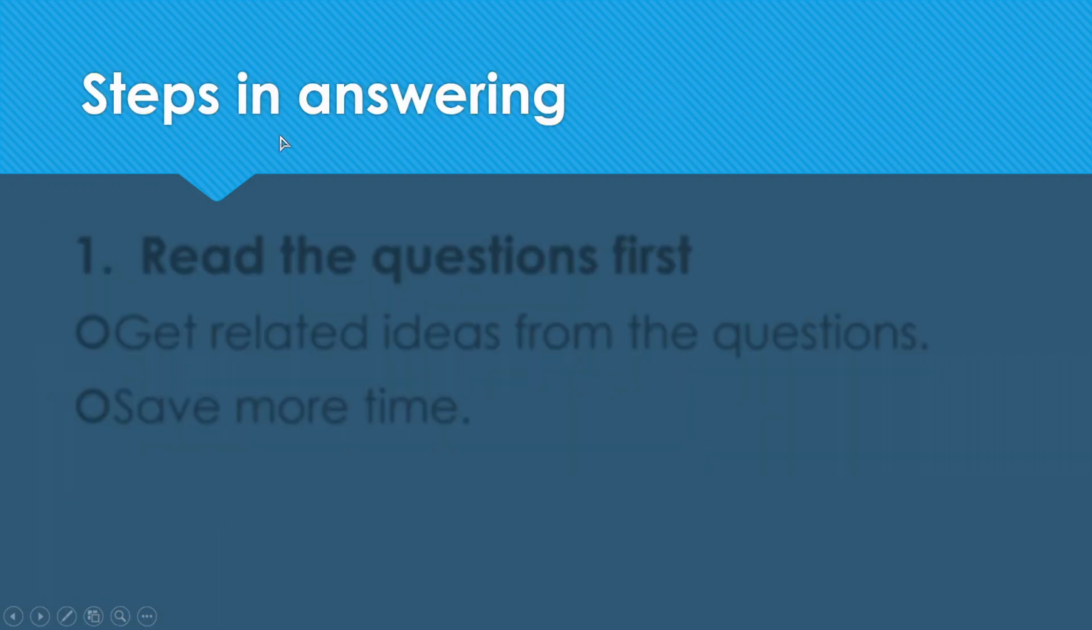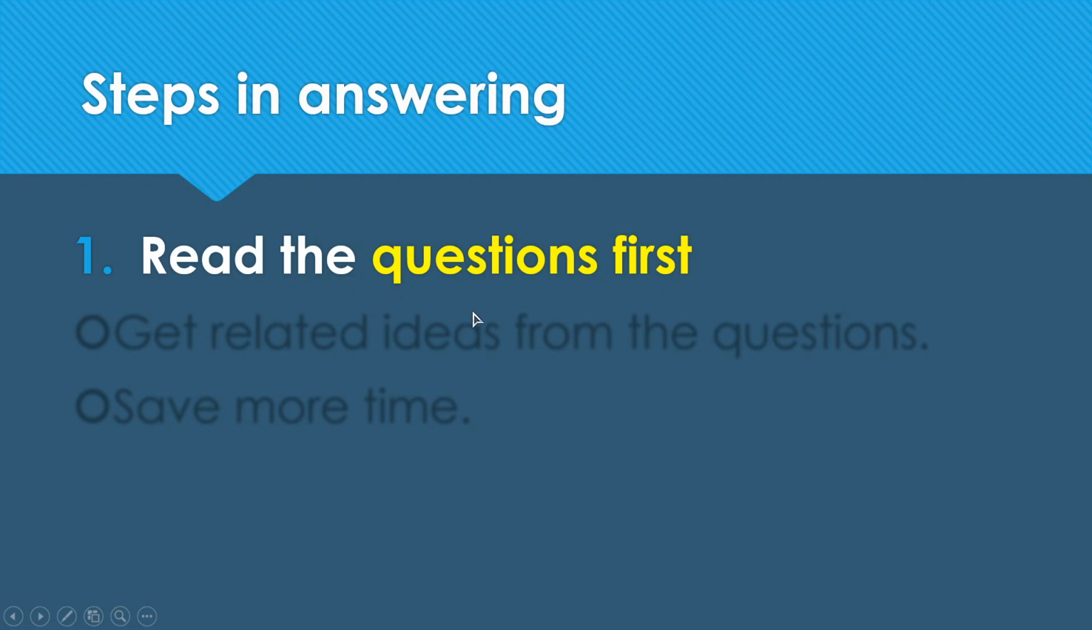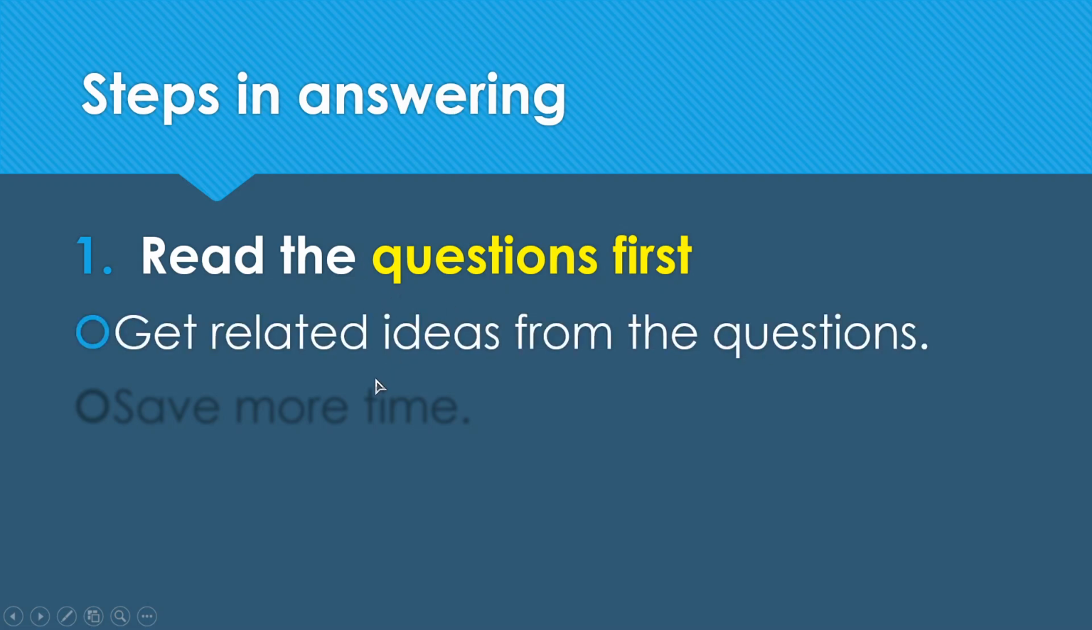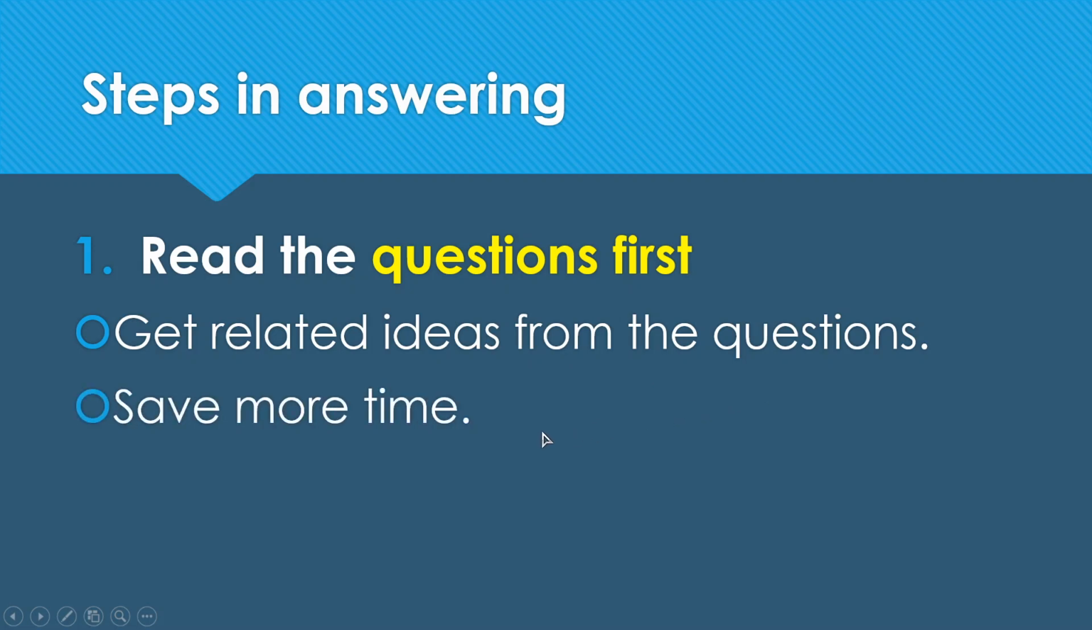So, steps in answering. Number 1, read the questions first. So, what are you going to do? Get related ideas from the questions, and this will save more time. When you have unseen comprehension, when you're reading a story or a text or a passage, you need to read the questions first and then go back to the reading part. So, the first step that you're going to do is read the questions.